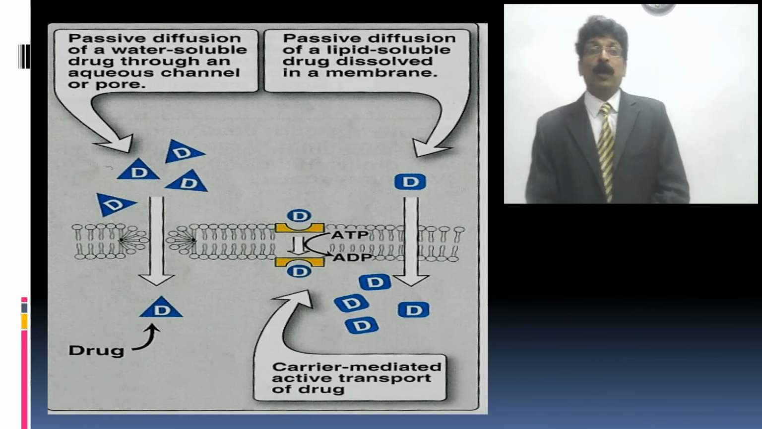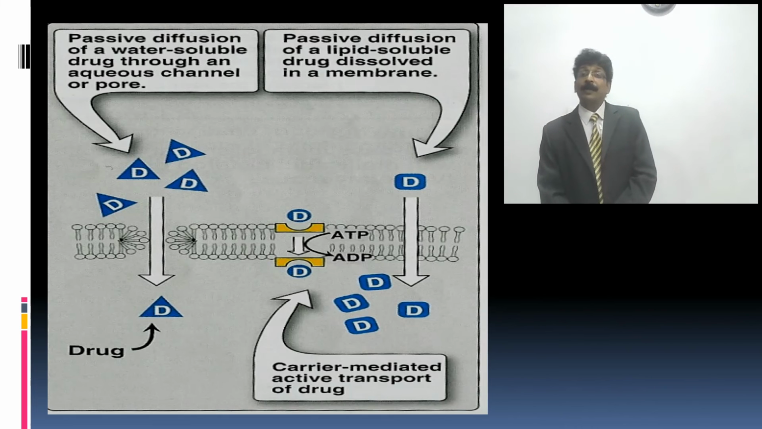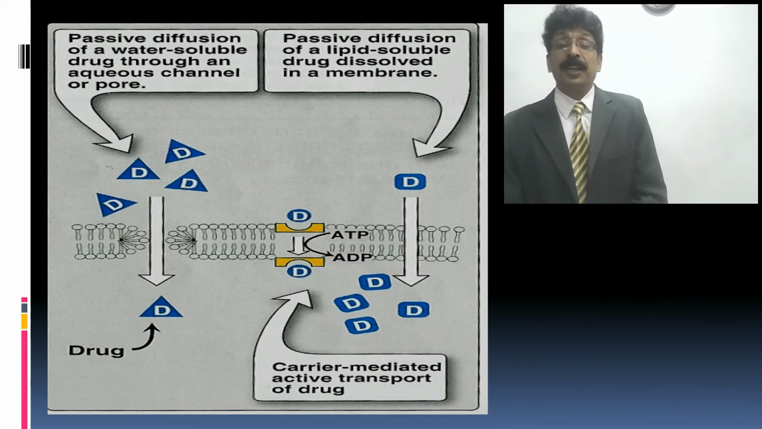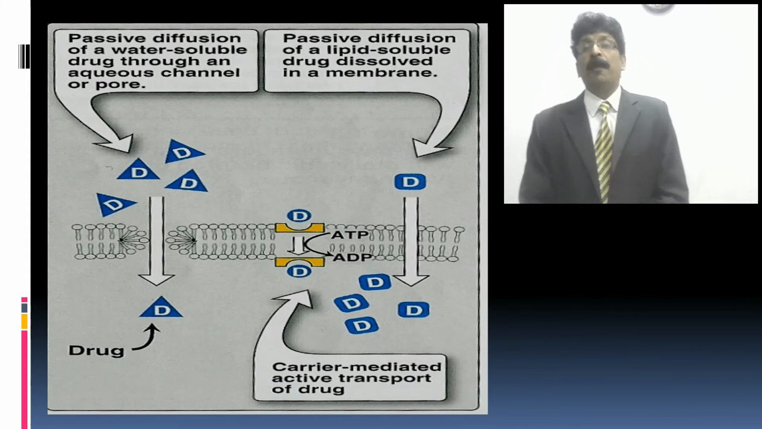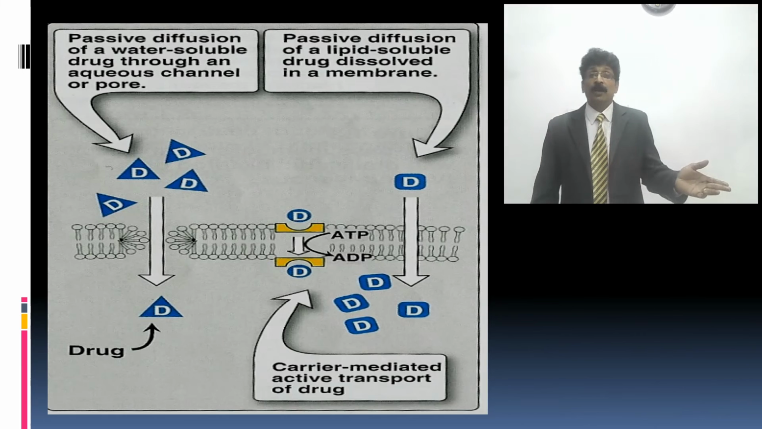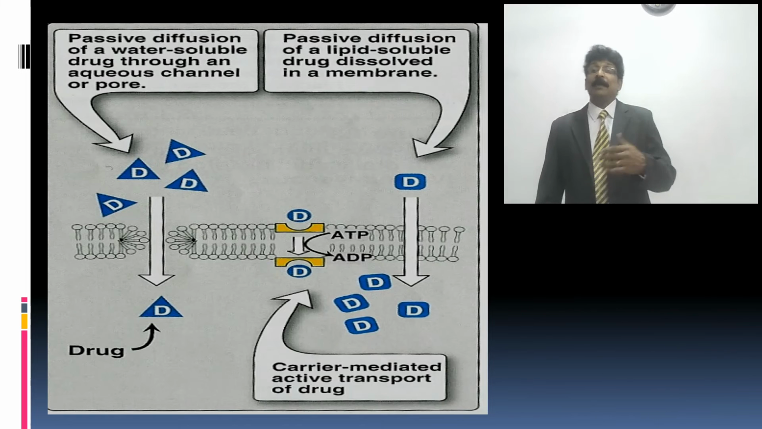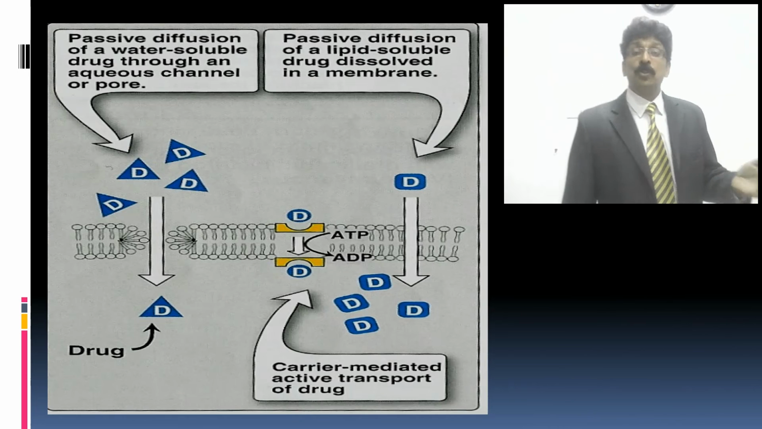So the techniques: one is passive diffusion, another is carrier mediated active transport of the drug, which is shown. This is another possibility of drug absorption. And the third one, you can see passive diffusion of a lipid soluble drug dissolved in the membrane. So water soluble drugs can be transferred, lipid soluble drugs can be transferred, and at the same time carrier mediated active transport can also be done. These are the three things shown in the picture.